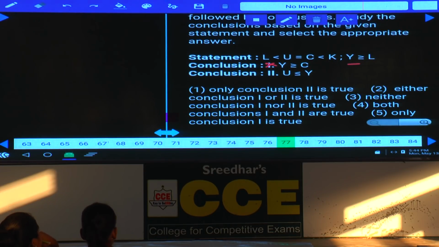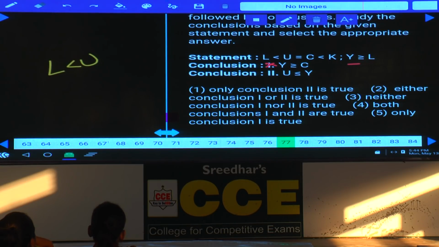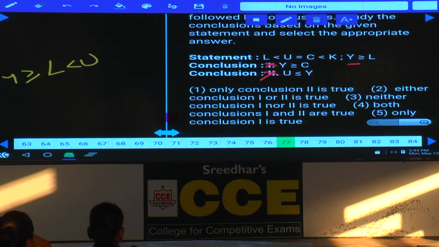Next one, U and Y. Again, the relation between U and Y: L is lesser than U, and Y is greater than or equal to L. Now between Y and U, there is one greater than and one lesser than, hence no conclusion can be drawn. Neither 1 nor 2, that is choice 3, for 77.